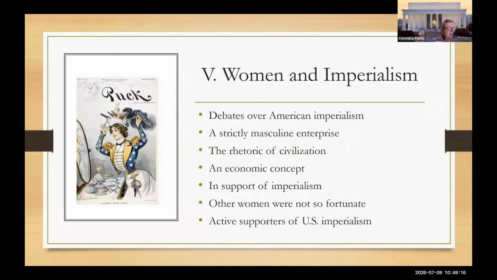When commentators such as Theodore Roosevelt, in his speech on the strenuous life, spoke about America's overseas ventures, they generally gave the impression that this was a strictly masculine enterprise. The work of soldiers, sailors, government officials, explorers, businessmen, and scientists. But in fact, U.S. imperialism, which focused as much on economic and cultural influence as on military and political power, offered a range of opportunities for white middle class Christian women.